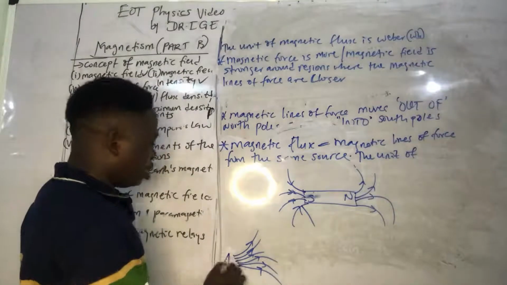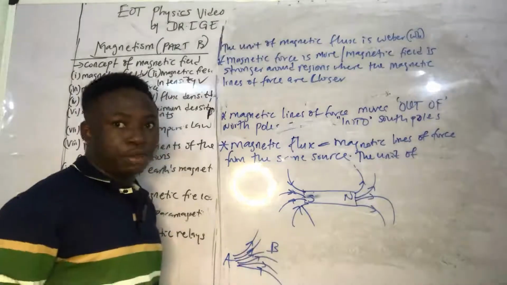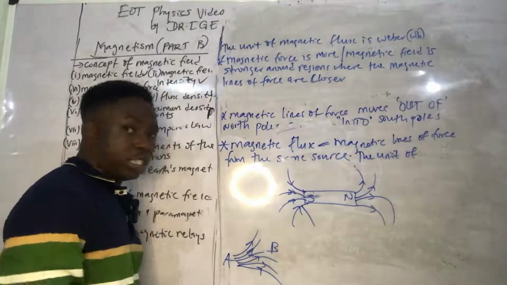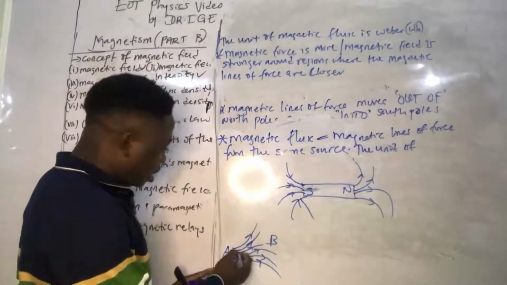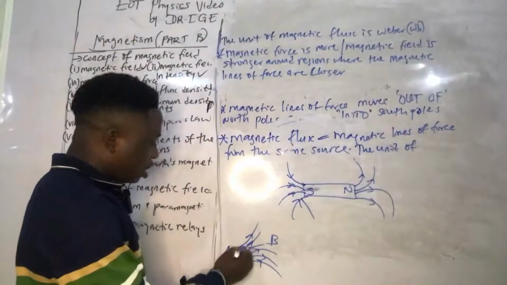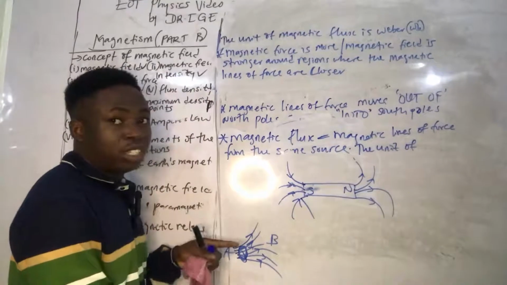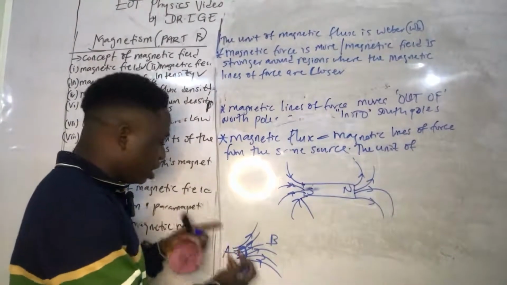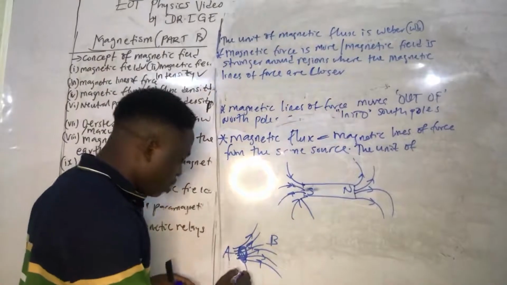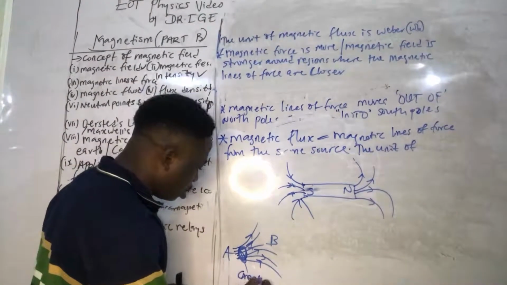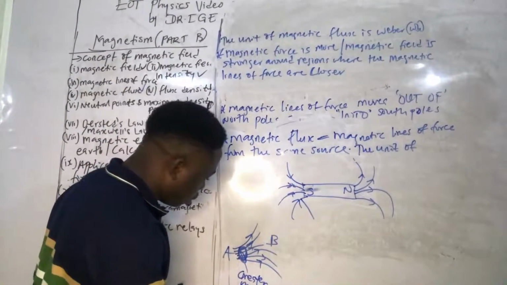Now let's say this is point A. Everything here is point A. Let me adjust my camera a bit. If you look at this part, you observe that the magnetic lines of force are closer, as the distance between each magnetic line of force is small. So at this point, we'll say we have a greater magnetic field here.